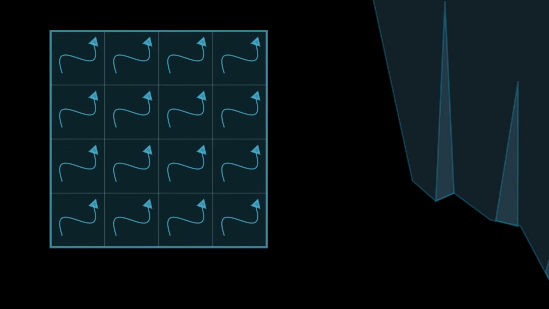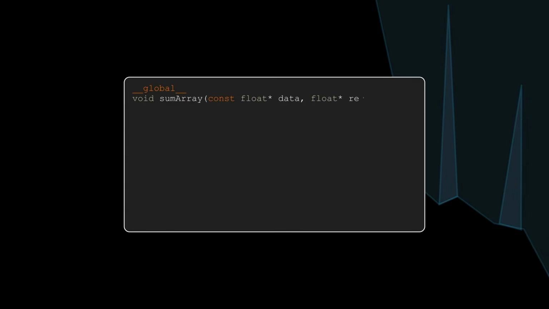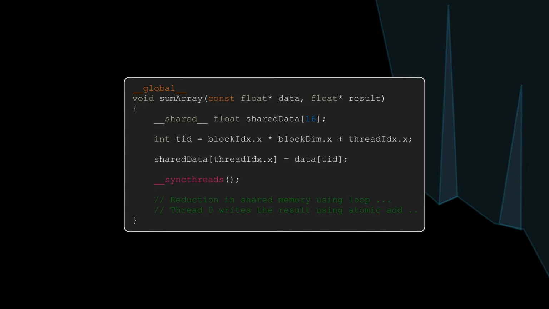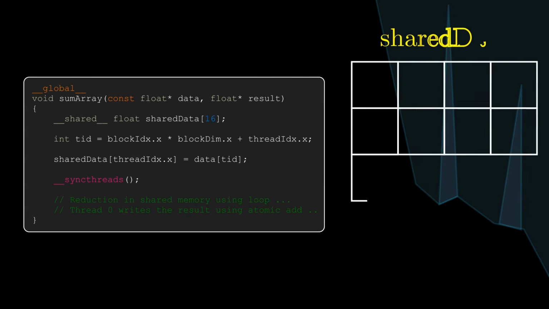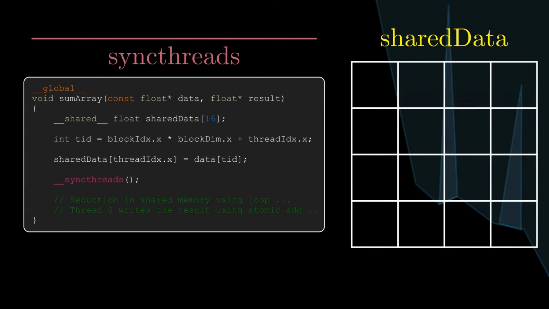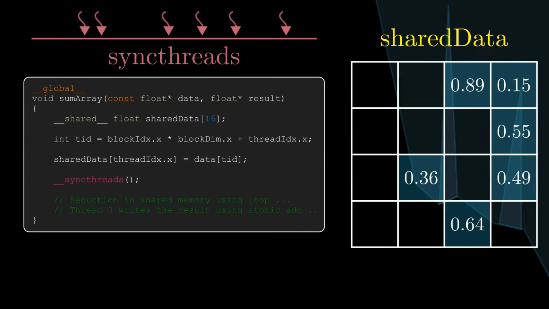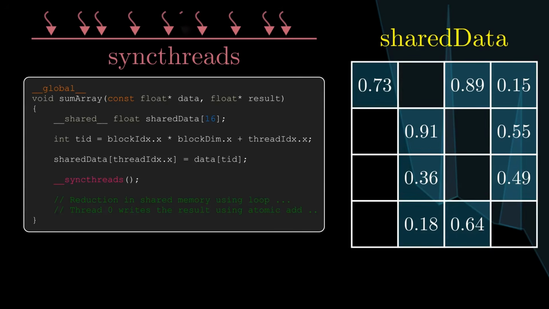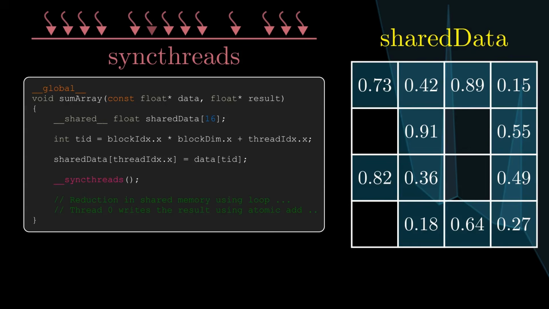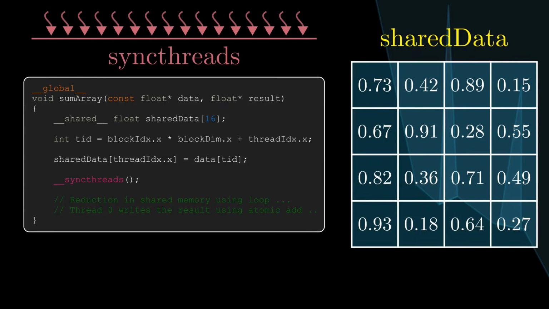Now, let's focus on what happens within a block. This is the part of the code responsible for loading the data into shared memory. Each block is responsible for loading its portion of the 16 units of data into shared memory. Here, the shared memory space is depicted. The thread barrier is provided to ensure all the threads finish loading the data into shared memory before proceeding.